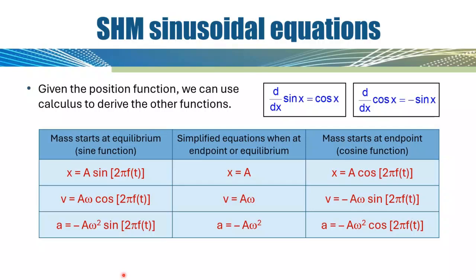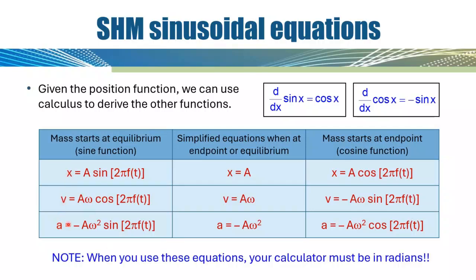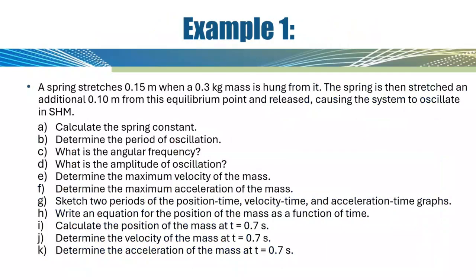I also want to point out that we can get more precise values for the position, velocity, and acceleration if we replace the omega with 2 pi f. In fact, sometimes answers are even stated in terms of pi. You should be able to recognize and use the equations either way. So let's look at an example so you can see how all this can be helpful.